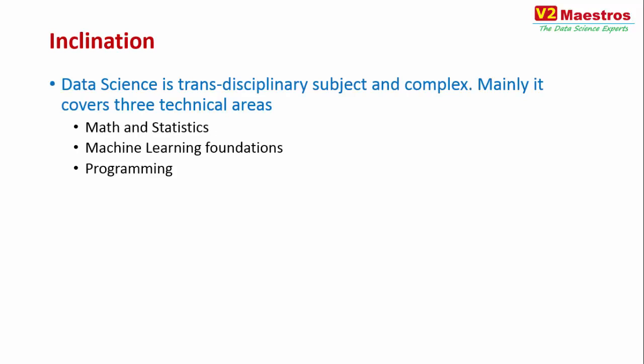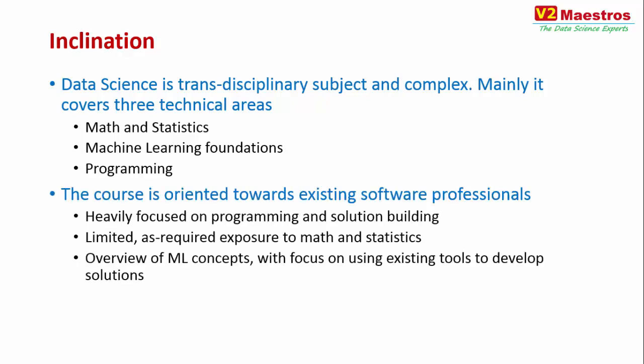Now, the orientation of this course. Data science is a transdisciplinary subject. It has three main technical areas: math and statistics, machine learning foundations, and programming. And this course is heavily oriented towards software professionals. People who come into data science might come from software, might come from a mathematical background, might come from a business background. This course is focused on existing software professionals. Hence, it is heavily focused on programming and solution building.